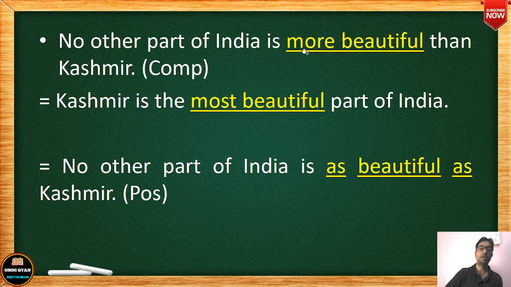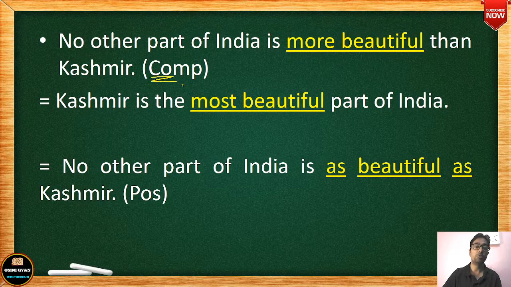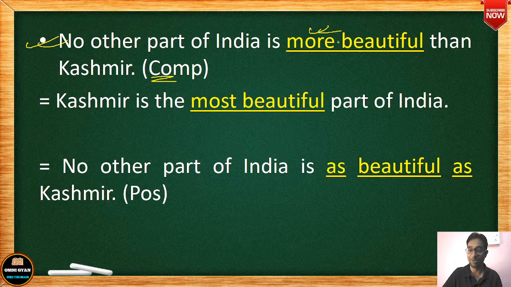No other part of India is more beautiful than Kashmir. Now here I have used comparative degree, and from comparative you have to change it into superlative and positive. The sentence that I have given in the question is in comparative degree. How do you know? You have more beautiful plus you have than. This is comparative degree. In this way you identify sentences.